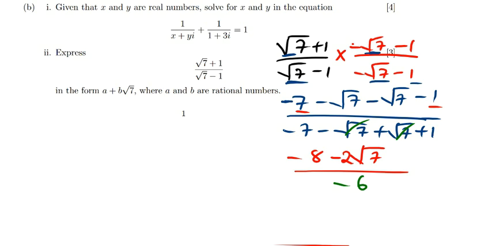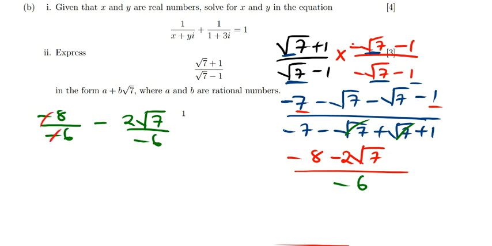So I have negative 6 here, but the question is saying it's supposed to be in the form of a over b. So meaning I need now to simplify this. So I'm going to say this is the same as negative 8 divided by negative 6 minus 2 the root of 7 divided by negative 6.